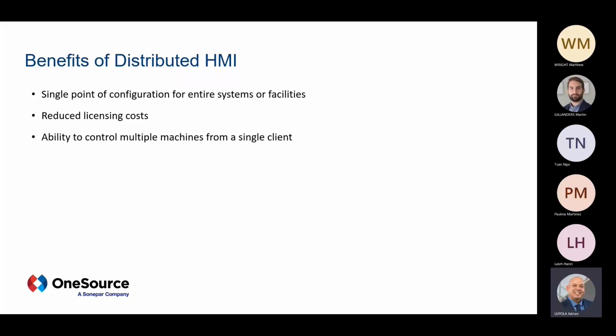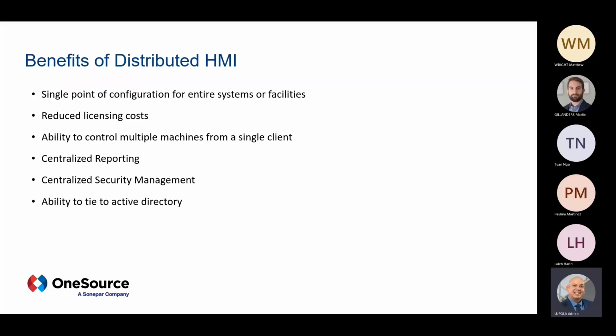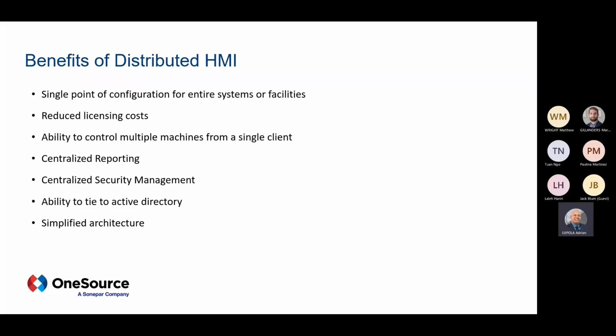Also, the ability to control multiple machines from a single client gives you a tremendous amount of power, so you don't have to go out to each one of those individually like we had in the first slide deck. Also, centralized reporting, centralized security management, really helping you out with maintaining and securing your environment, as well as the ability to tie Active Directory, or in our case, Rockwell's FactoryTalk directory, to one single instance. This is also going to really help simplify your architecture out there. And a simple architecture is going to be key to helping your individuals out there that are trying to do a little bit more with a little bit less.